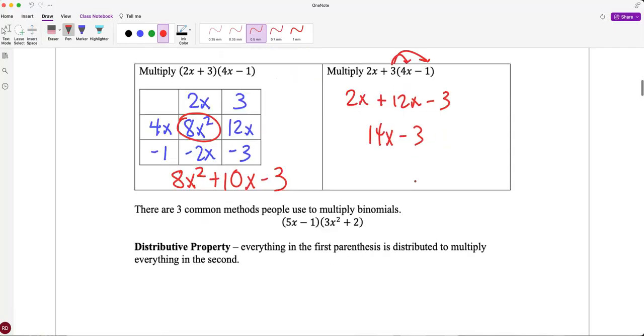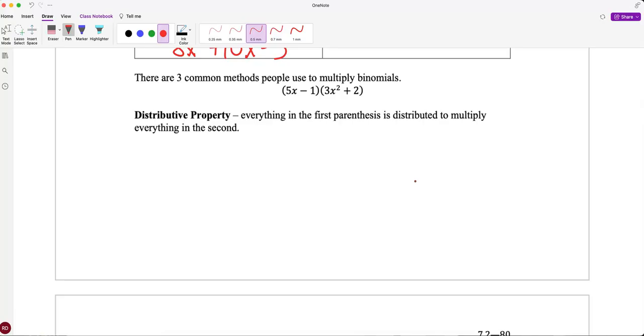So binomial multiplication comes up quite a bit. And we'll just talk about methods that people use. You can determine which one feels the best for you.